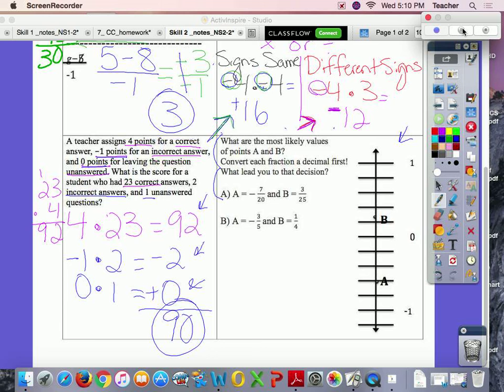All right, so let's look at this problem. It says, what are the most likely values of point A and B? And we're going to convert each fraction to a decimal first. So what led you to that decision? So lots of little questions in here. And we're going to start one at a time. So remember that both the NS1 and the NS2 standards, not only do you need to know the standards of adding and subtracting, multiplying and dividing, all those rules, but you also have to be able to prove it on a number line. So here's our friend, the number line. So let's try this together.